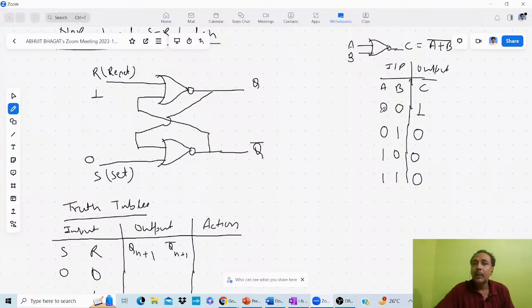Otherwise, your output is 1 when both inputs are 0. So here, if one input is 1, then your output will be 0. So here R is 1, then whatever the other input, here you are getting the 0. Clear? When this R is 1, as per the truth table of NOR gate, your output will be 0, because if any input is 1, your output will be 0.